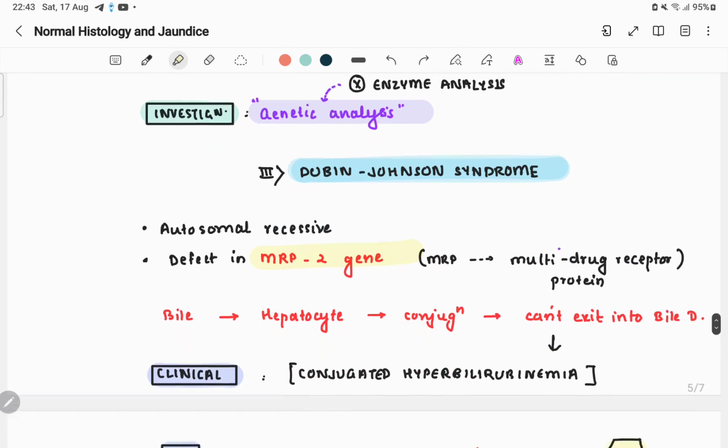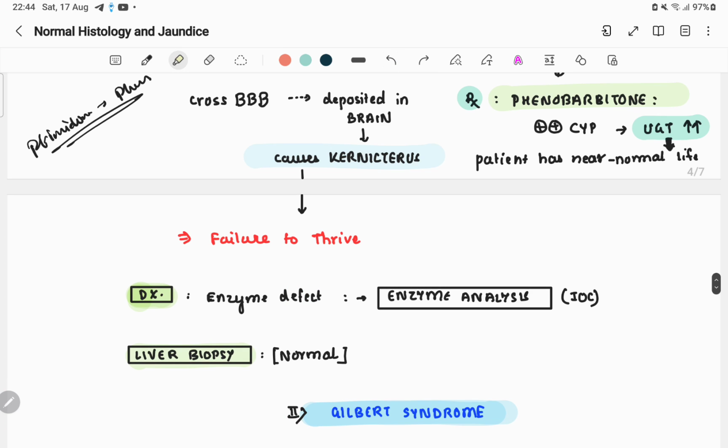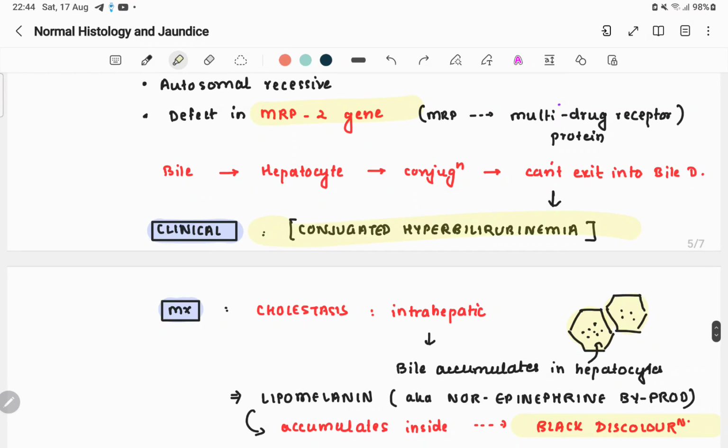Now let's come to Dubin-Johnson syndrome, DJS. It is also an autosomal recessive disorder with a defect in the MRP2 gene, multidrug resistance protein 2 gene. So after conjugation, the bilirubin cannot exit from the hepatocyte into the bile duct, and there is conjugated hyperbilirubinemia.